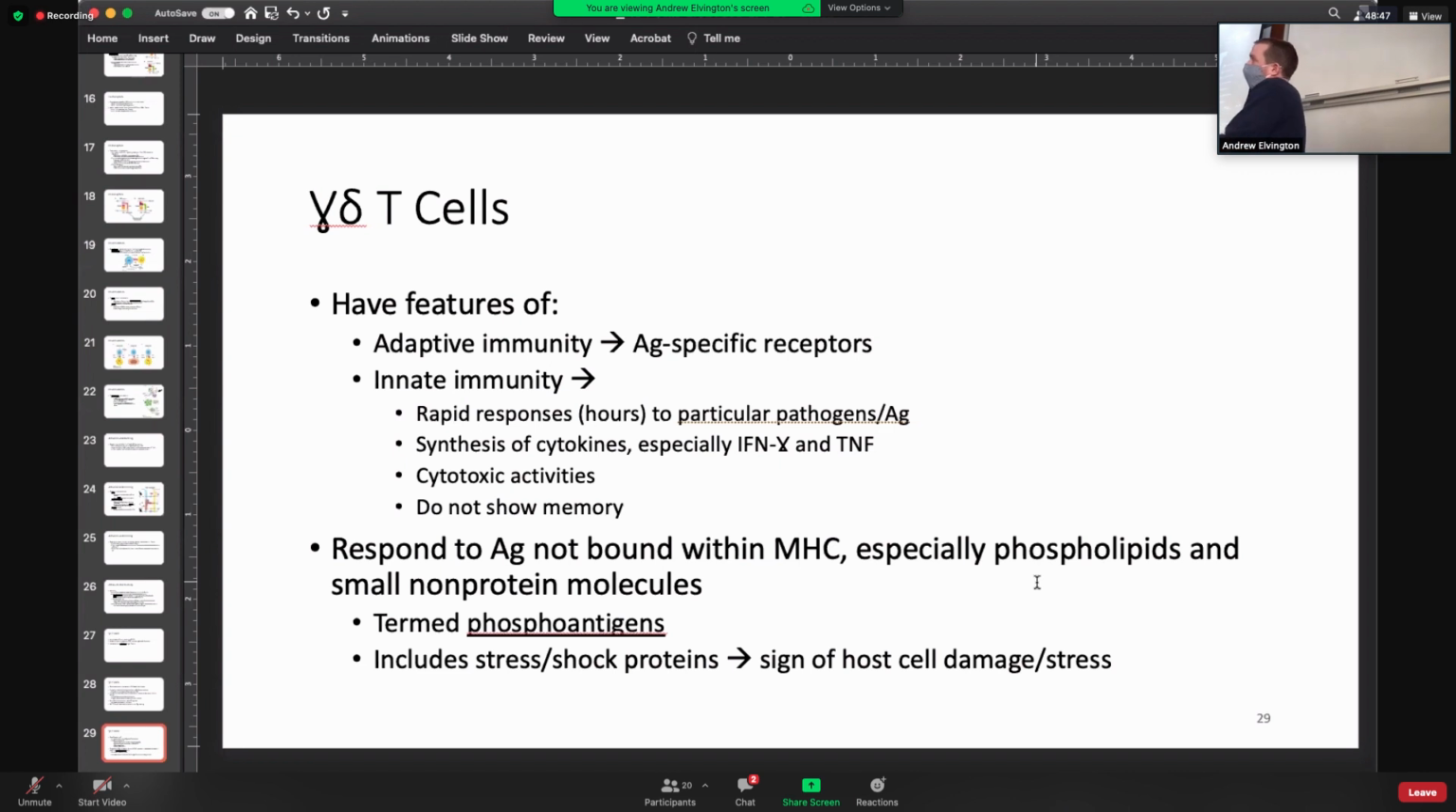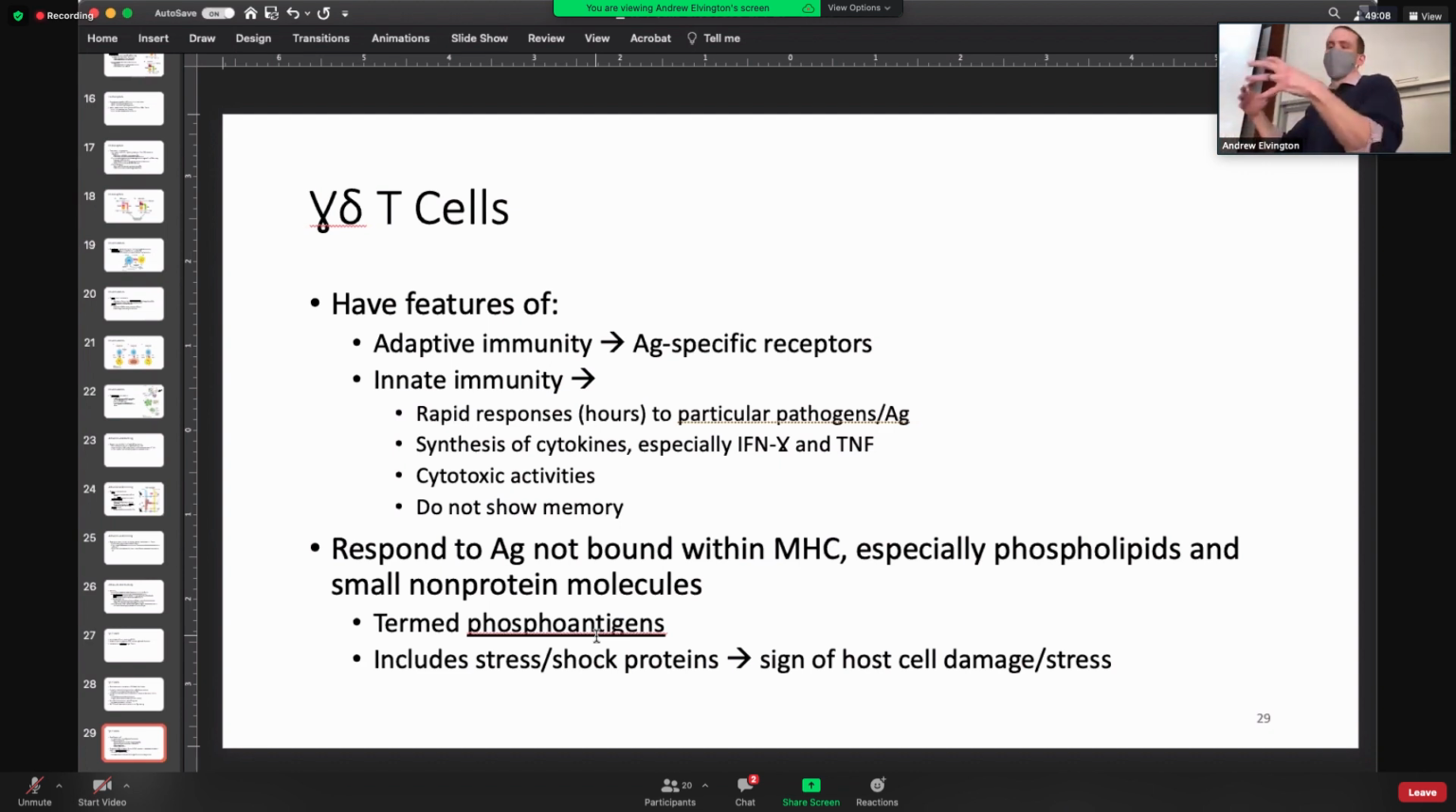I'll give you three choices. Alpha beta T cell receptors are good at binding proteins, carbohydrates, or lipids. Proteins. Gamma delta T cells are not like that. They are good at binding, especially phospholipids or other small non-protein things. And you call these a collection of antigens called phosphoantigens.